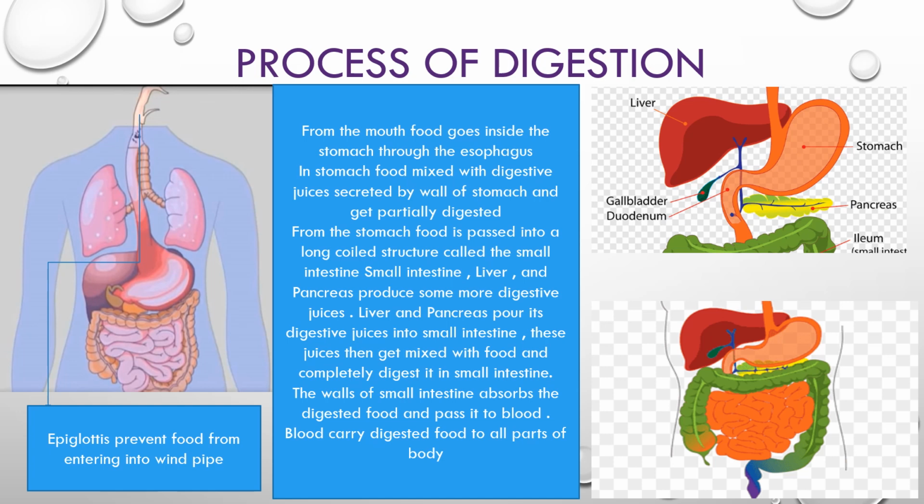Now the partially digested food is passed into a long coiled structure called the small intestine. Small intestine, liver and pancreas produce some more digestive juices. Liver and pancreas pour their digestive juice into the small intestine. These juices then get mixed with food and completely digest it in the small intestine. The walls of the small intestine absorb the digested food and pass it to the blood. Blood carries digested food to all parts of the body.